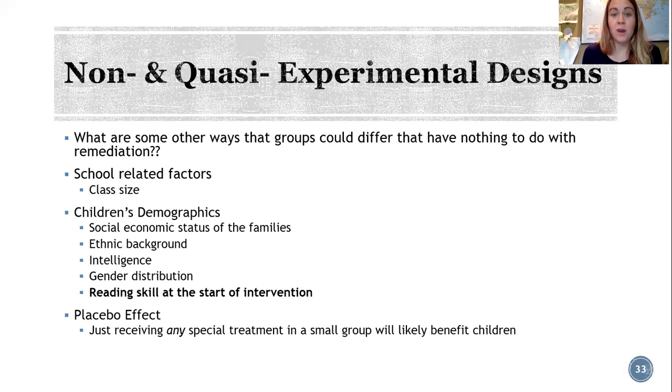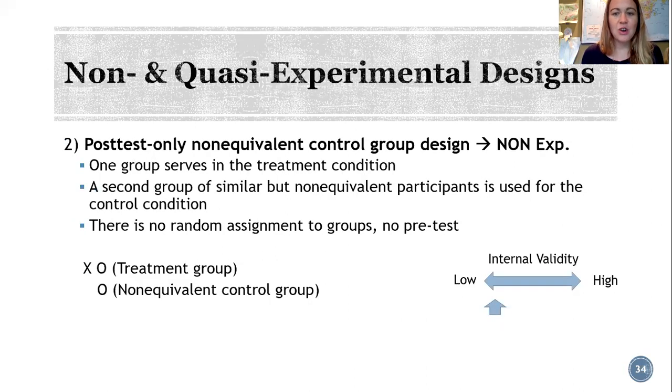And we really want to know this. We want to know if the intervention works. So this kind of design, we classify this as a non-experiment. It's pretty low in internal validity. It makes it hard for us to know that it's the intervention that's working.